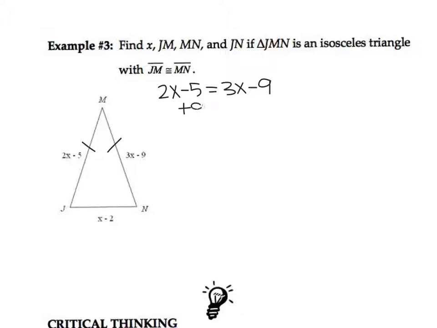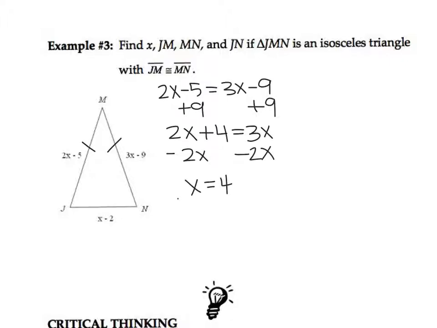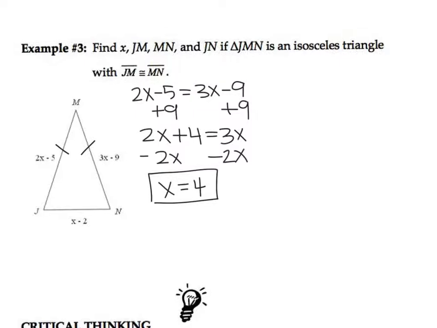So I'm going to add 9 to both sides. So we get that 2x plus 4 equals 3x. And we're going to subtract 2x from both sides, and we get that x equals 4. So there's the first part of our problem. Now let's start solving for our sides. Well, since JM and MN are the congruent sides, let's solve for those first.